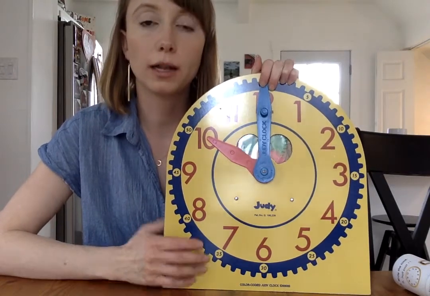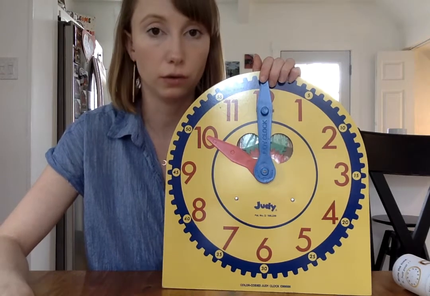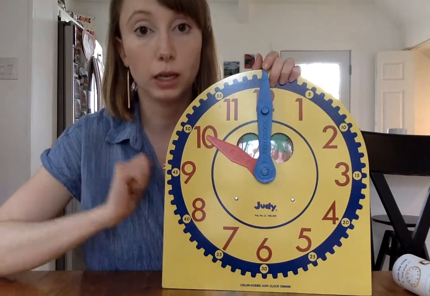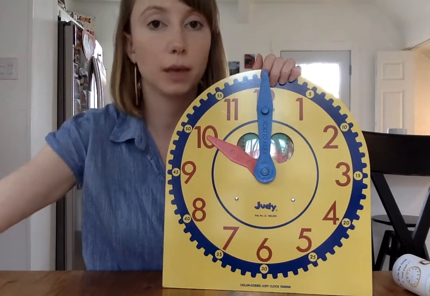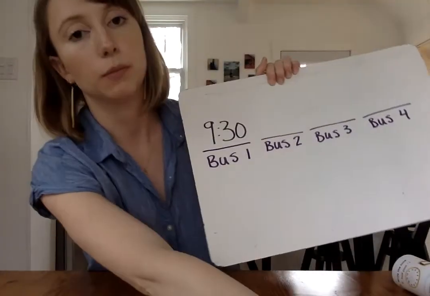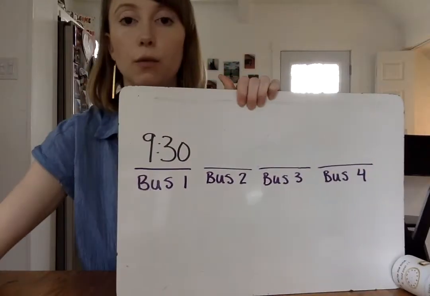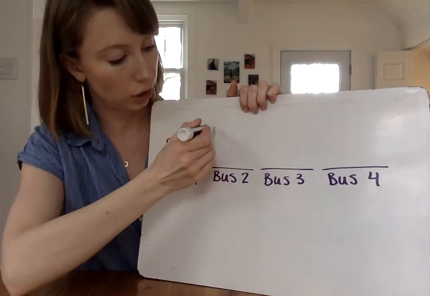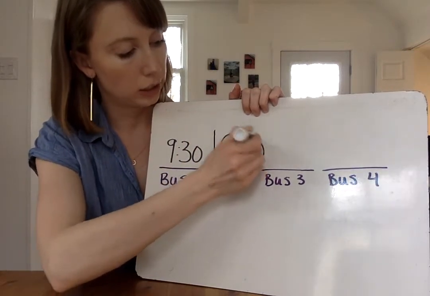So if bus 1 left at 9:30, bus 2 left at 10 o'clock, and if the pattern continues, when will bus 3 and 4 leave? So with 30 minutes between each bus leaving. So now I have a plan. I'm going to get my paper or my whiteboard, and I am going to solve this word problem. So, right, we know bus 1 leaves at 9:30. We know that bus 2 leaves at 10 o'clock. Remember, this is how you show that time, just like on a digital clock.